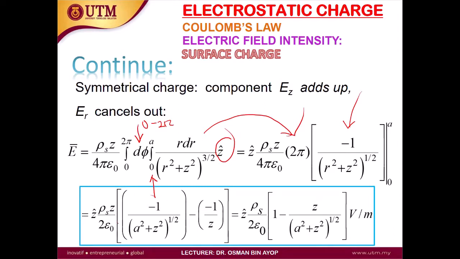z rho s divided by 2 epsilon naught in brackets negative 1 over a square plus z square, the power of 1 over 2, minus 1 divided by z. So we can simplify this into this form. Because we have z here, then we have z here, so we just rearrange into this form. Okay, this is the final expression for E.